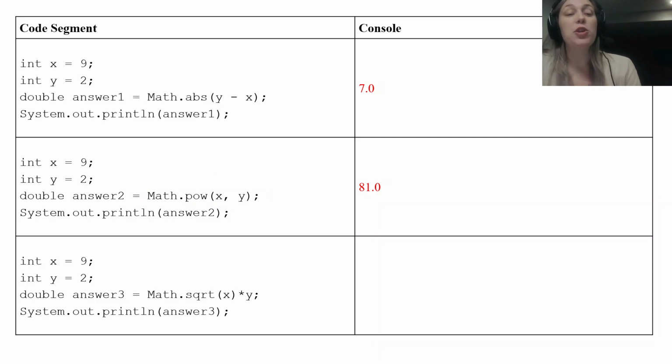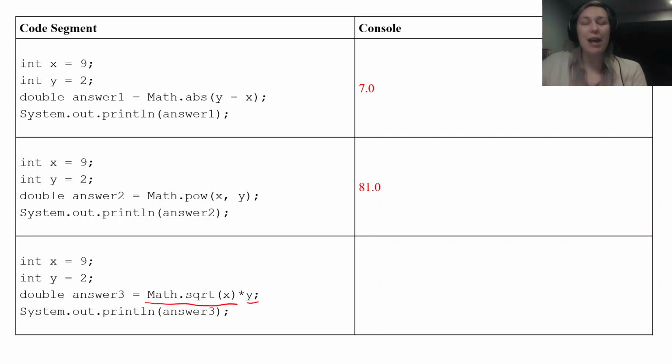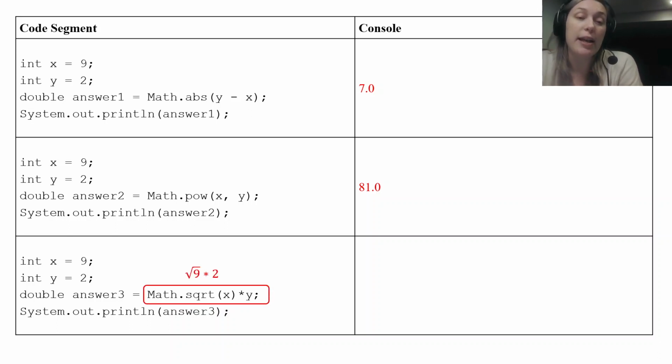And the last one, you can use these math methods as part of a larger expression. So if I have Math.sqrt of x times y, whatever complex expression you have, your math method will get evaluated. The square root of 9 returns a double, so that's 3.0. 3.0 times 2 is 6.0, and that prints off answer 3 as 6.0. So you use these math methods in any expression, just like you would see in an algebra class.